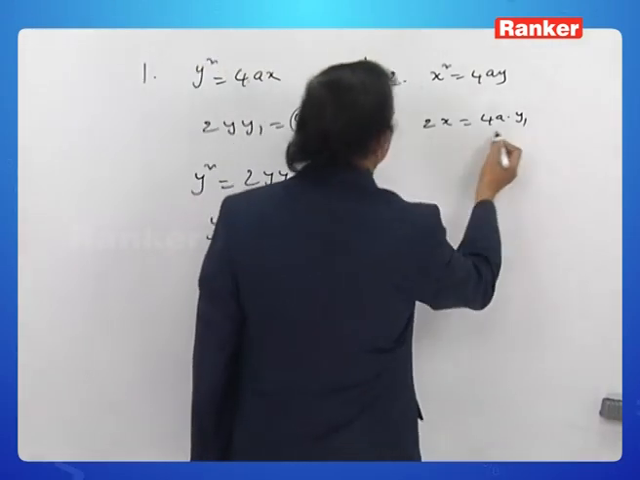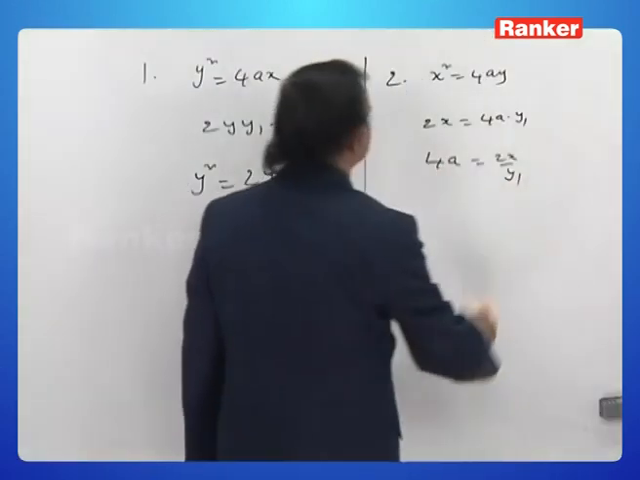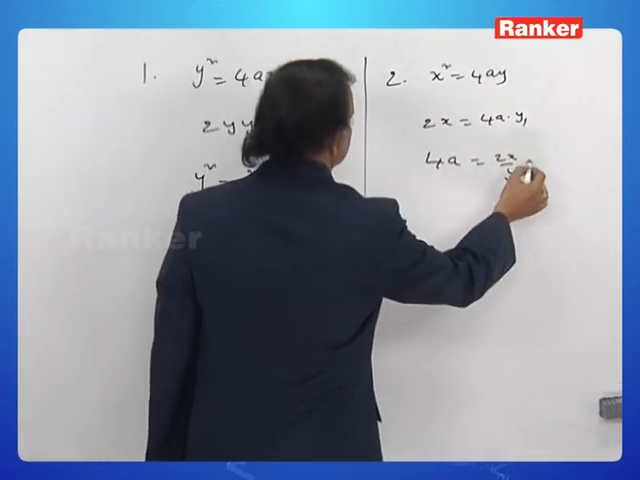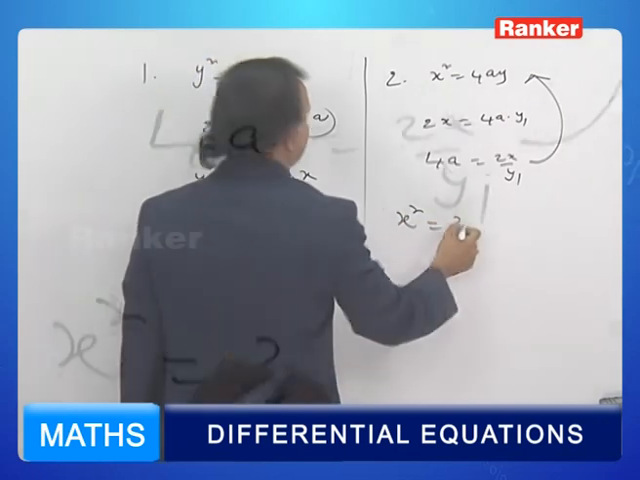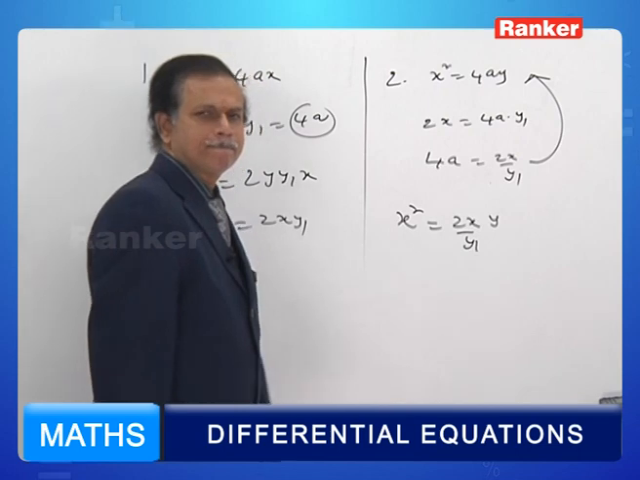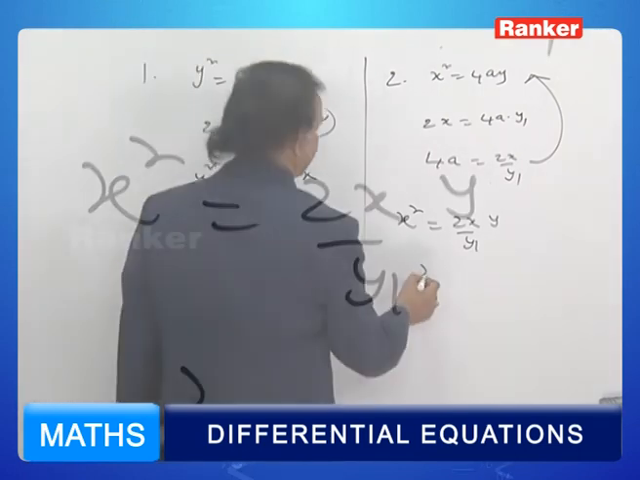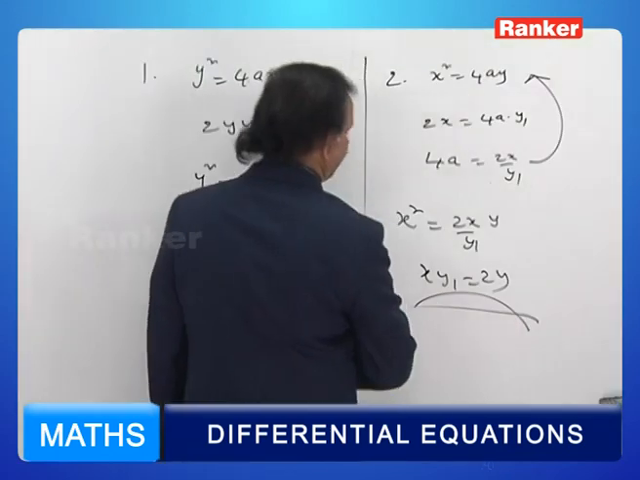Well, therefore 4a is 2x by y1. Now we replace this in the given equation so that it becomes x square is equal to 2x by y1 into y. We can cancel x on both sides so that you have xy1 is equal to 2y is the differential equation.